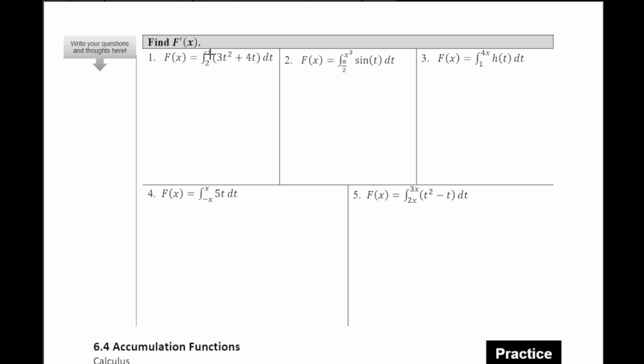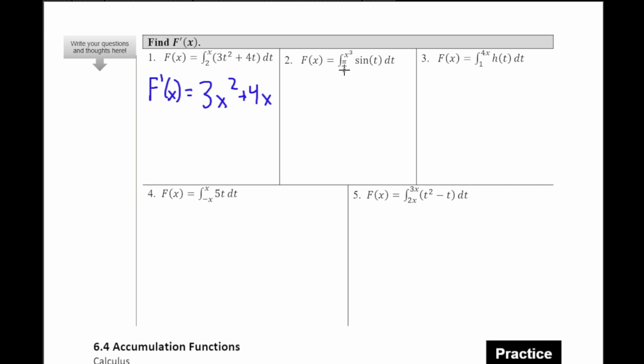You want to find the derivative of each of these functions here. So capital F of x is equal to the integral from 2 to x of 3t squared plus 4t dt. This one's simple. All you do is plug in the x by itself. So it's just F prime of x is equal to, plug in the x for t, 3x squared plus 4x. Simple.